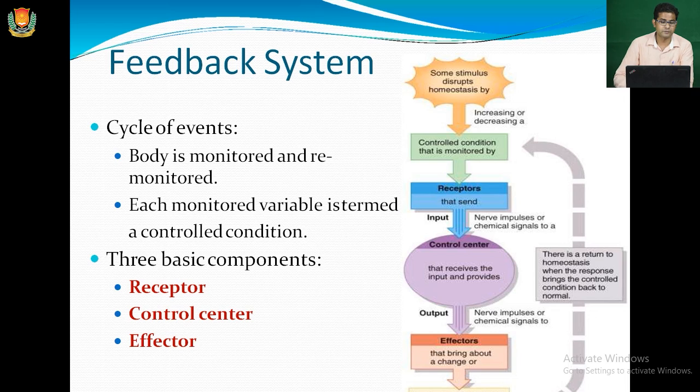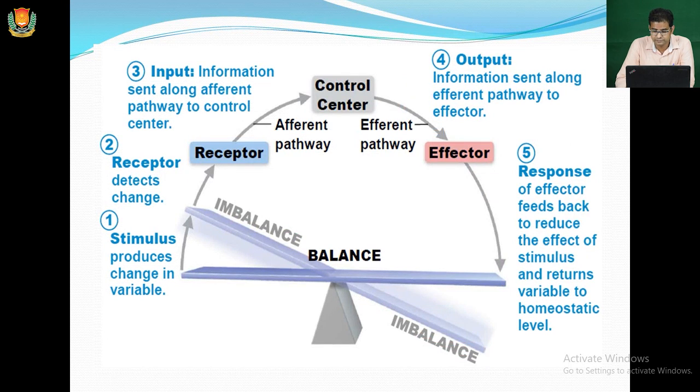So this is the feedback system. In the feedback system, there is participation of three major components. First is the receptor, which is also called the input. Second is the control center, and third is the effector, which is also called the output. The receptor receives any change in the signal. This change is transmitted to the brain, which acts as the control center. And this brain again retransmits the signal to the effector organ, which causes whatever change has to be made in the body to occur.